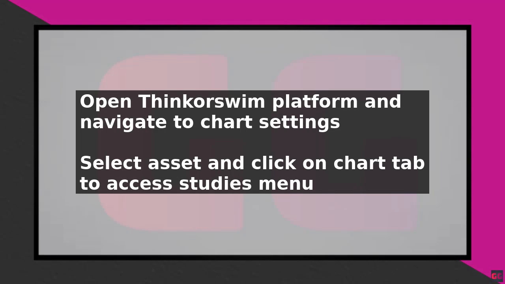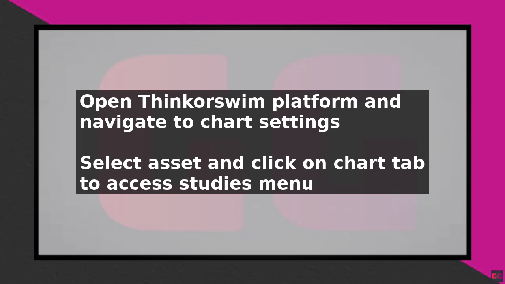To get a footprint chart on thinkorswim, start by opening the platform and navigating to the chart settings. First, select the asset you want to view and click on the Chart tab. Next, click on the Studies menu at the top of the chart and select Edit Studies.